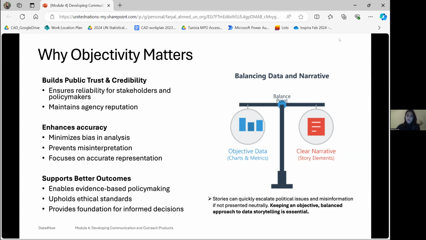If you see over here in the figure, we have the objective data and then we have the clear narrative. So we have to maintain a balance by keeping and presenting the information in an unbiased way, so that the information that we're presenting does not quickly escalate into political issues or misinformation.